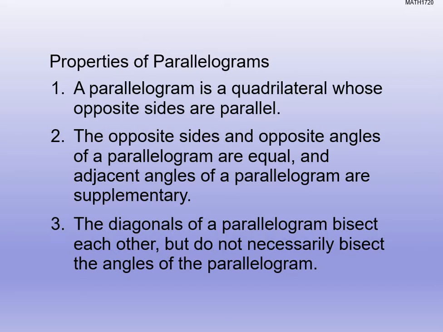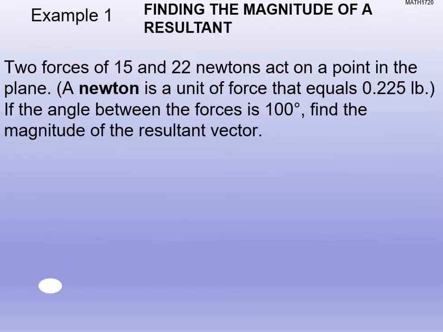Now, if you draw from one corner to the opposite corner, and from the other corner to its opposite corner, in the middle the diagonals perfectly bisect each other, but the angles don't. All right, so let's do an example here. Make sure you pause the video, write this one down, and have it in your notes.